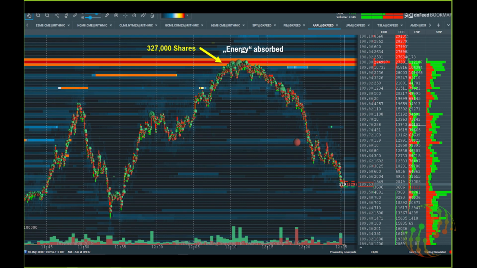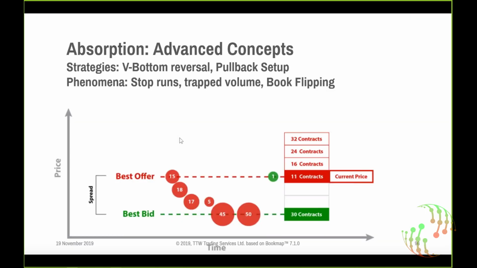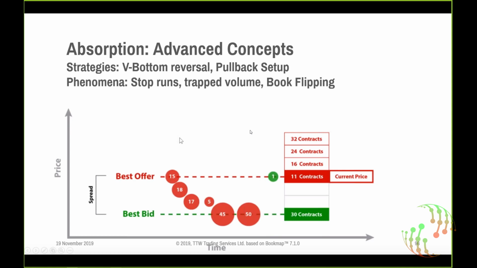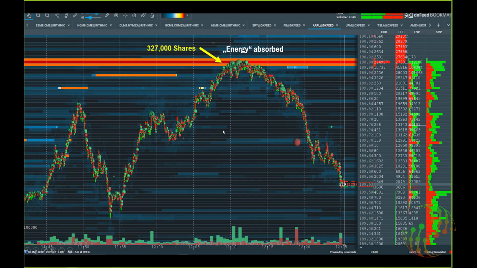Okay, I think it's very clear what is happening here, isn't it? You see this phenomenon of absorption in every market. There's no exception. So if you are looking at oil, if you are looking at treasuries, if you are looking at whatever market you want, you will find that the absorption of volume happens in every single market.